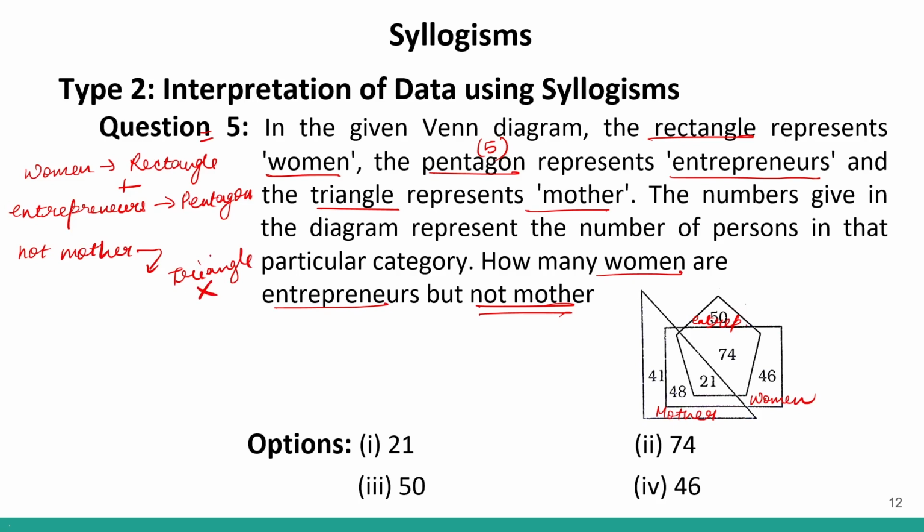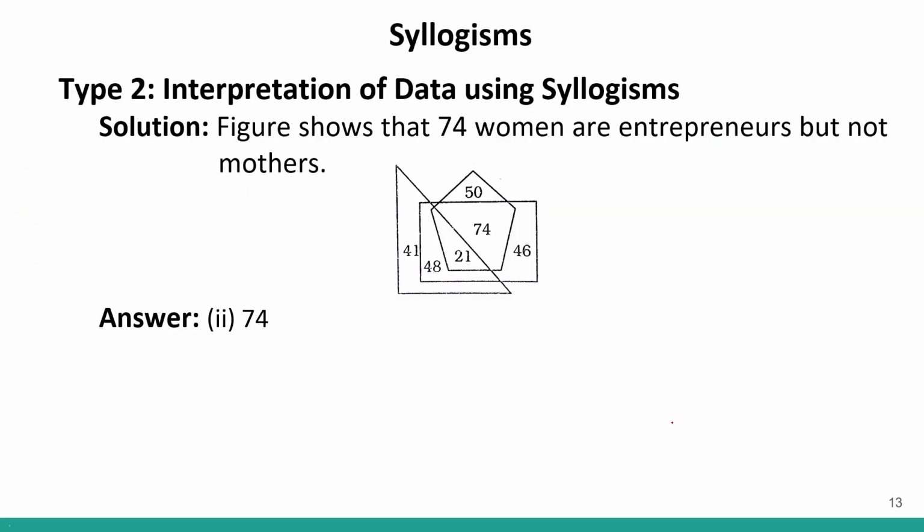So we have to look at an area that is basically women plus entrepreneurs. Women plus entrepreneur means rectangle and pentagon. Over here I can see rectangle and pentagon. In this area we have an overlapping of rectangle and pentagon, but not triangle. So here we have 74. That means there are 74 women that are entrepreneurs but not mothers.